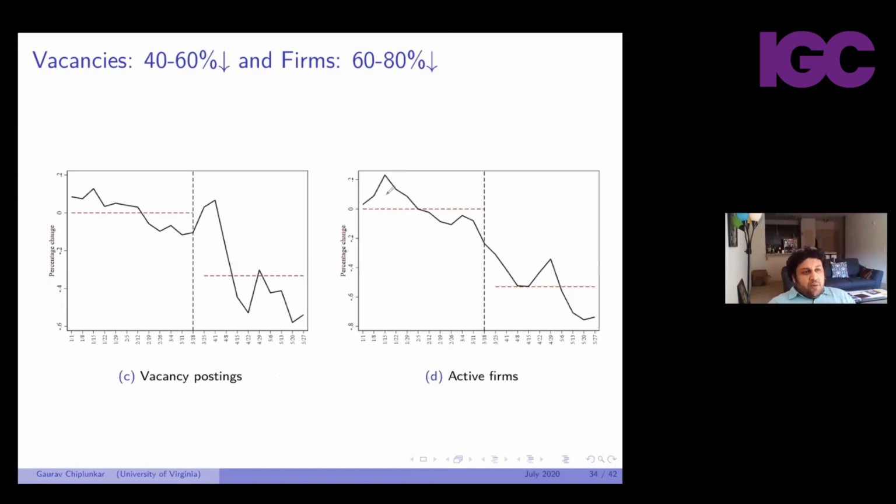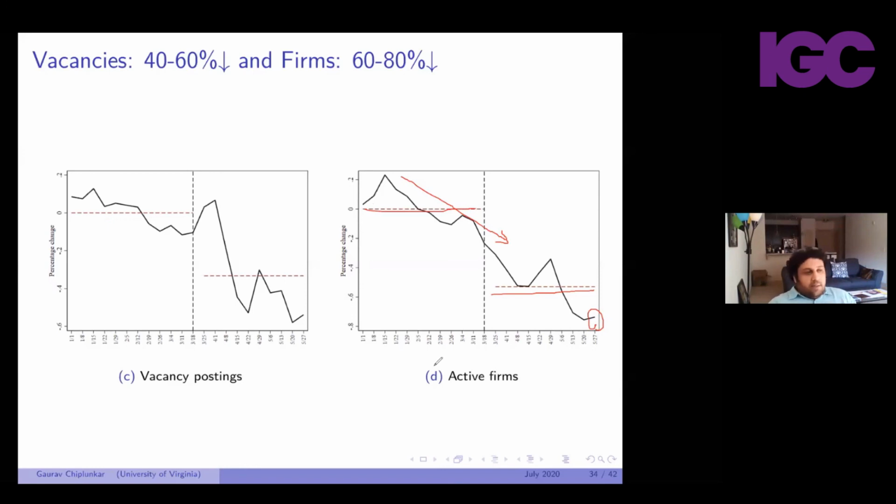This is showing you the active firms. I don't know, this could also be a trend, right? It's just that fewer firms are active over time. But for what it's worth, about 60% fewer firms are posting on these platforms on average, right? And it's as bad as 80% by the end of May. So compared to a pre-lockdown average of 0, you have almost 80% fewer firms.